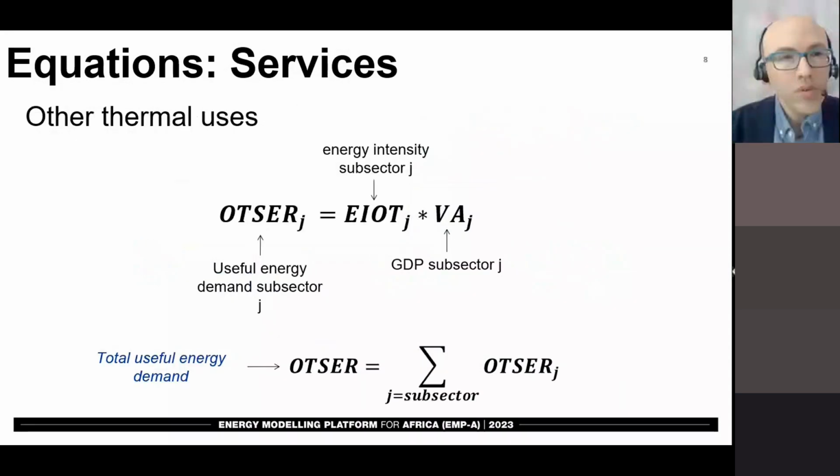For the other thermal uses, the useful energy demand will be calculated using the generic equation that we have seen before. For example, for the industrial sector, the equation is the multiplication of the energy intensity by the value added or the GDP part of the subsector. This is calculated for each subsector, and the total useful energy demand for thermal uses for the service sector will be the aggregation of the energy demand for the different subsectors.